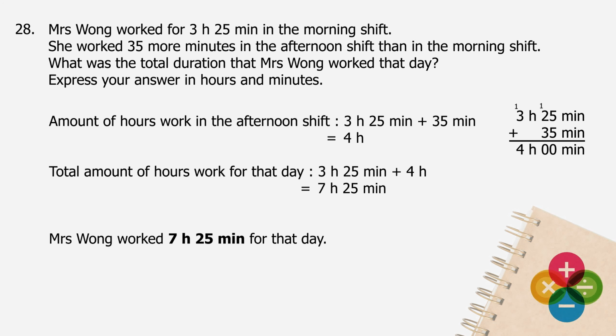The amount of hours work in the afternoon shift will be, add 3 hours, 25 minutes, to 35 minutes, and the sum is 4 hours. The total amount of hours work for that day will be, add 3 hours, 25 minutes, to 4 hours, and the sum is 7 hours, 25 minutes. Mrs. Wang worked 7 hours, 25 minutes, for that day.